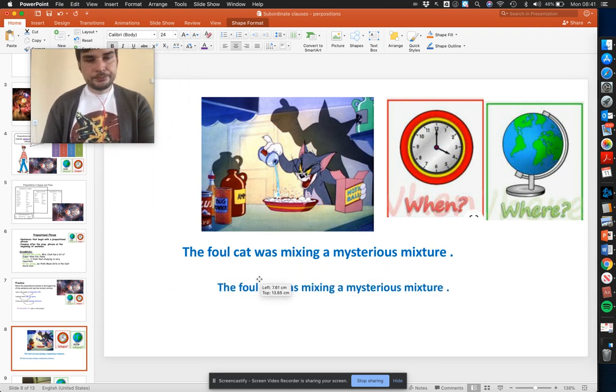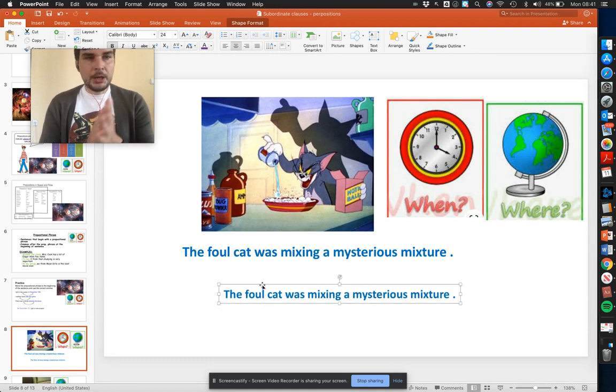Right, so let's get to it. Here we have: the foul cat was mixing a mysterious mixture. Foul is a more interesting word than evil, bad or naughty. If I said the bad cat was mixing, the sentence would be a bit boring.